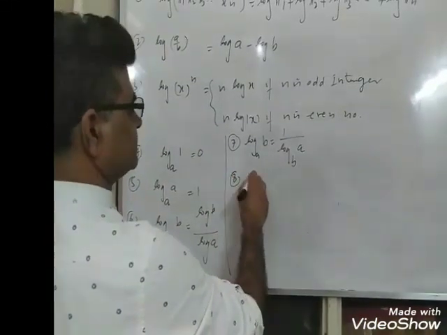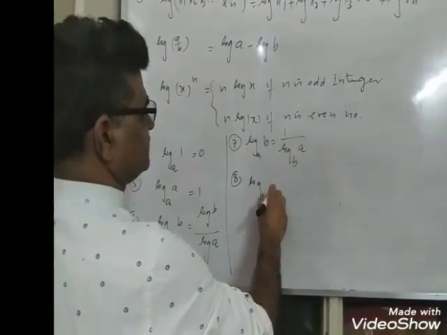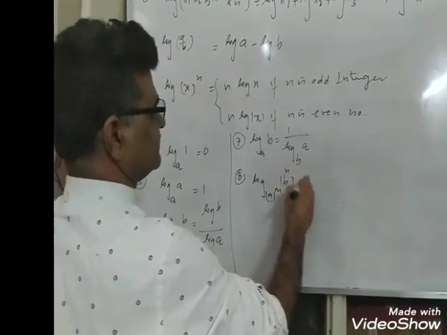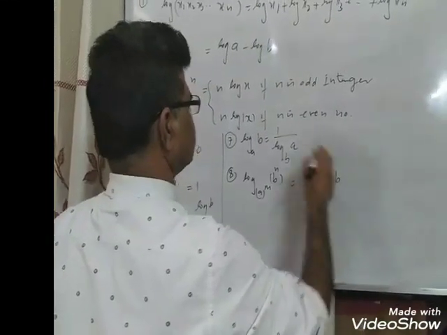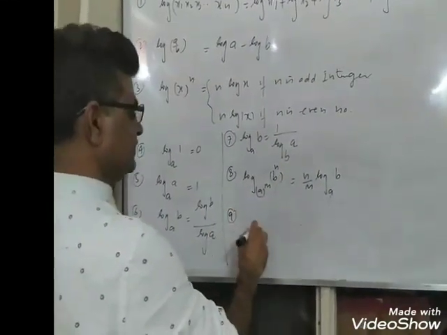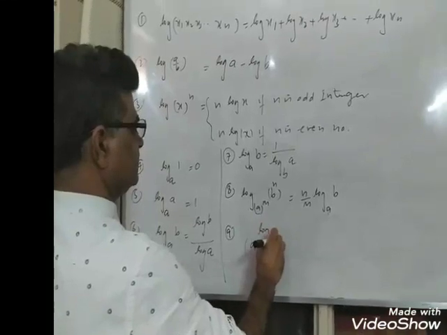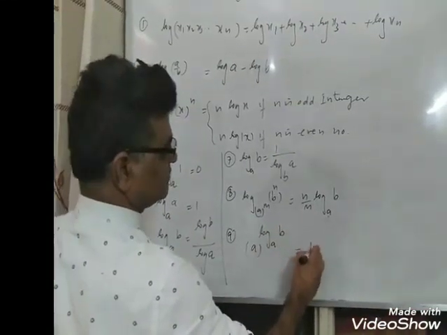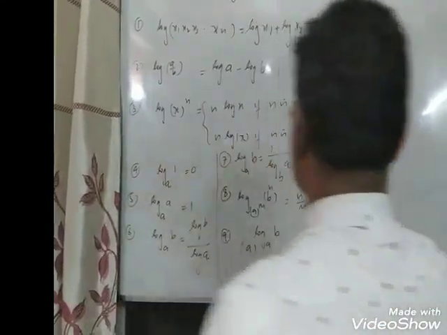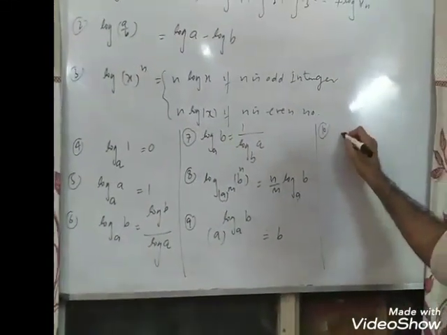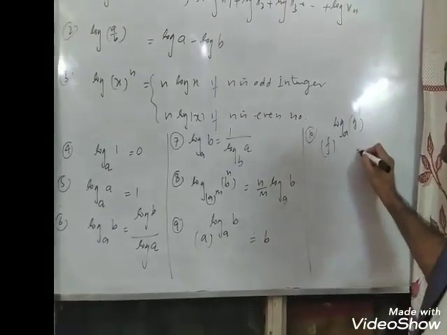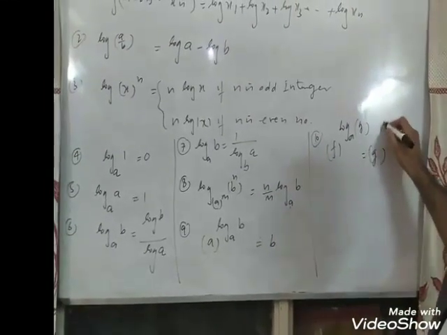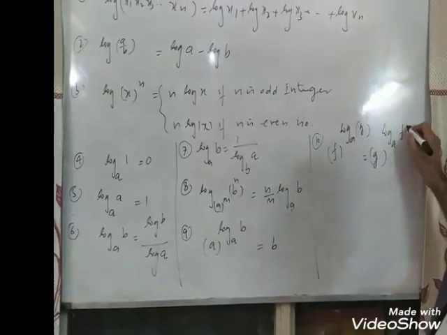Eighth, log base a to the power m of b to the power n is equal to n upon m log base a of b. A to the power log base a of b is equal to b. Now the last property is f to the power log base a of g is equivalent to g to the power log base a of f.